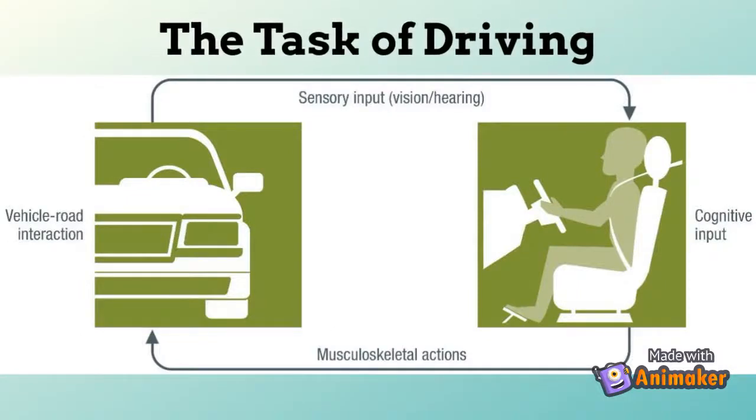The task of driving involves the combination of 3 different inputs. Firstly, the sensory input. These include the vision and hearing capabilities of the driver. Secondly, the cognitive functions. These are the attention and judgment of the road conditions, the decision-making skills, and the reaction time of the driver. And finally, the motor functions, such as the muscle power and the coordination between eyes and hands.